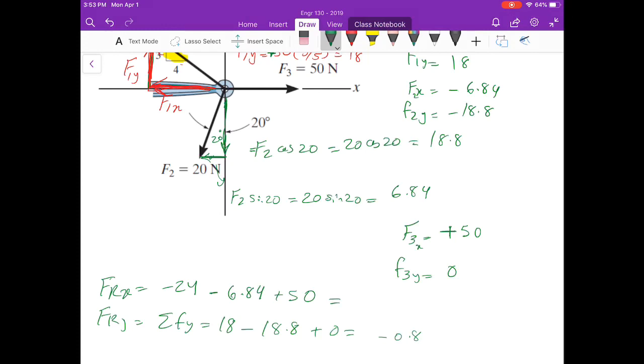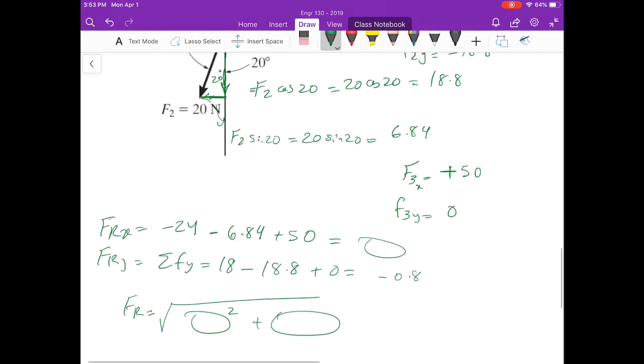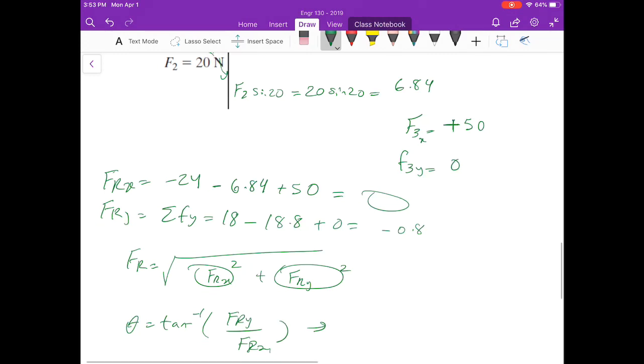In the other one, we'll get something positive. So whatever the value here is, now we can find FR, which is equal to the square root of those two. You know that this one is FRx and this one is FRy, and then theta is equal to tan inverse of FRy over FRx.